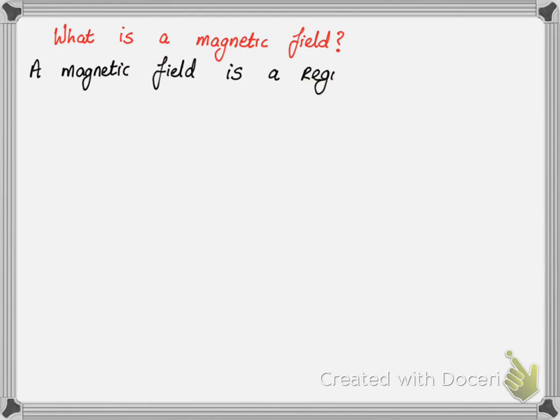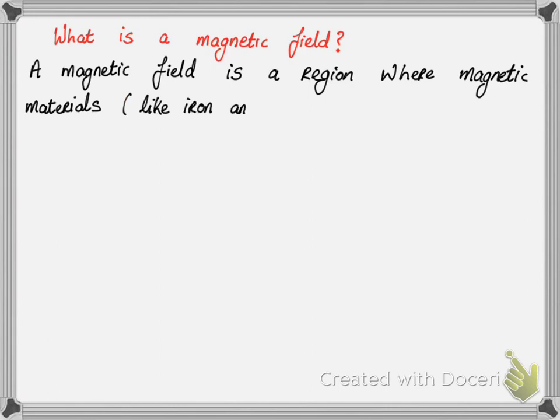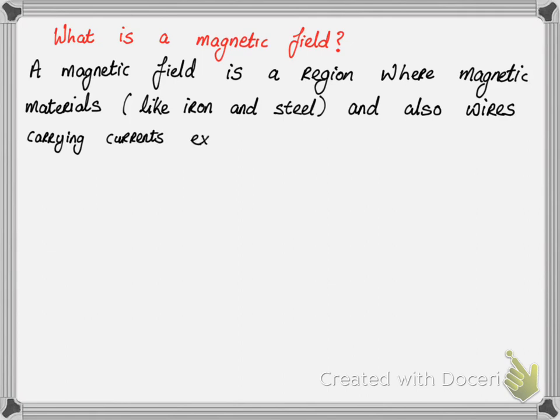Today we are going to look at magnets and magnetic fields. So the first question we should ask ourselves is, what is a magnetic field? A magnetic field is a region where magnetic materials like iron and steel, and also wires carrying currents, experience a force acting on them.